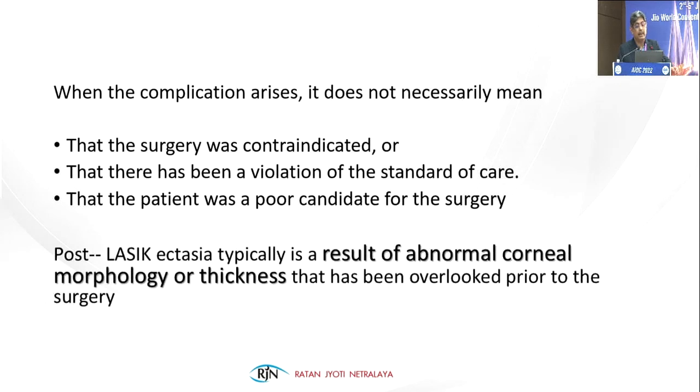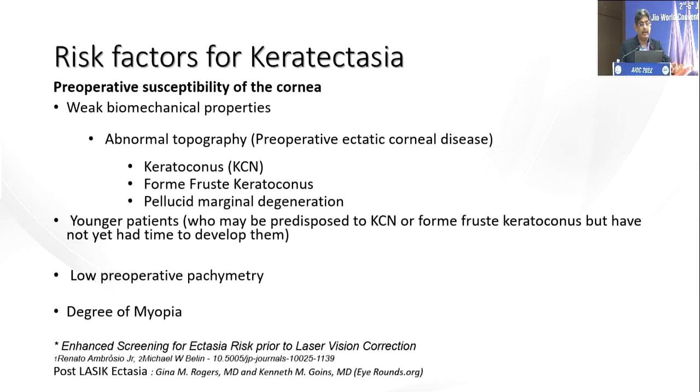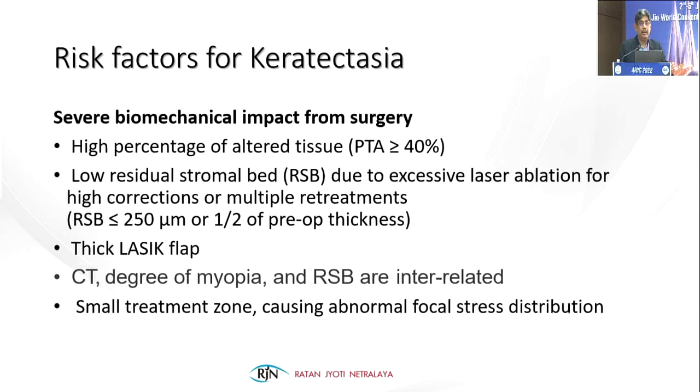Post-LASIK ectasia is typically a result of abnormal corneal morphology or thickness that has been overlooked prior to the surgery. The various risk factors for keratectasia are weak biomechanical properties, abnormal topography, keratoconus, forme fruste keratoconus, and pellucid marginal degeneration. Younger patients may be predisposed to keratoconus or forme fruste keratoconus but have not yet had time to develop them, and we have operated upon them early. There is also low preoperative pachymetry and a very high degree of myopia, which we have surgically corrected, so a severe biomechanical impact from the surgery occurs on the cornea.